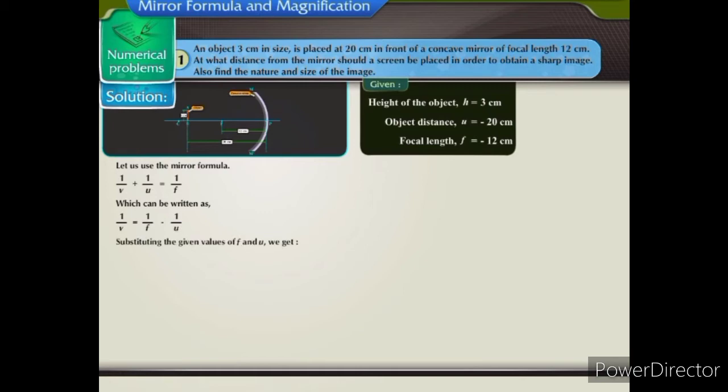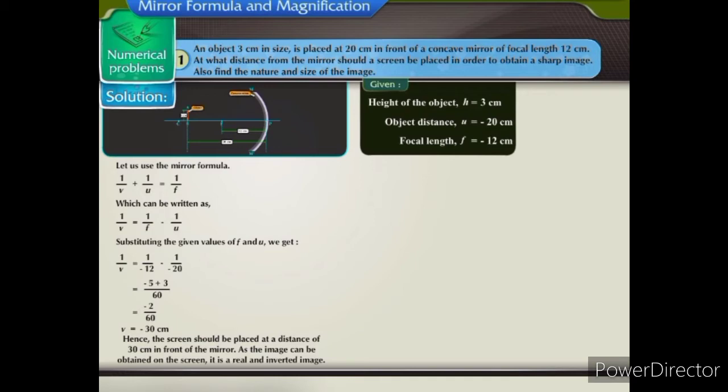Let us substitute the given values of F and U. 1 divided by V is equal to 1 divided by minus 12 minus 1 divided by minus 20, which is equal to minus 5 plus 3 divided by 60, which is equal to minus 2 divided by 60. Therefore, V is equal to minus 30 centimeter. Hence, the screen should be placed at a distance of 30 centimeter in front of the mirror. As the image can be obtained on the screen, it is a real and inverted image.